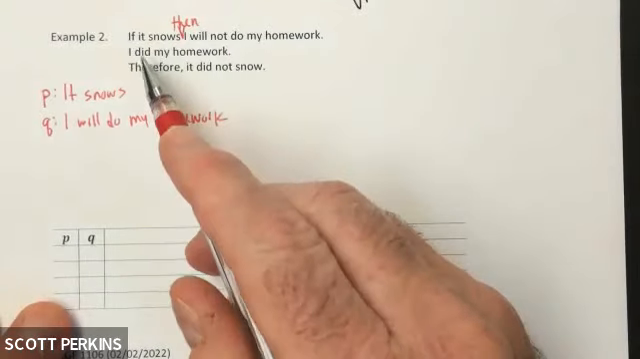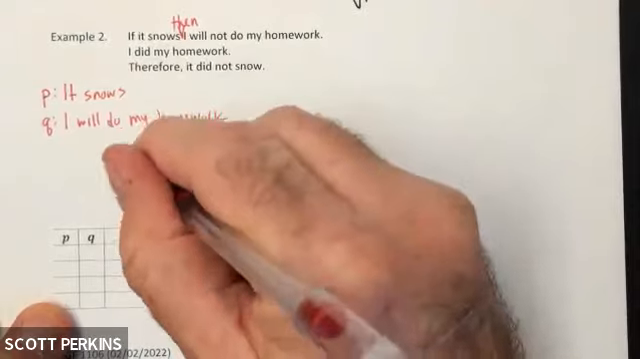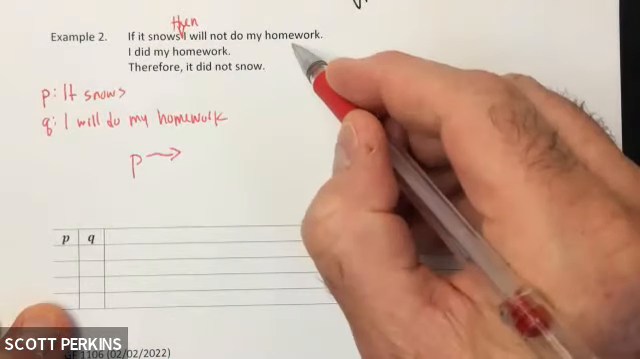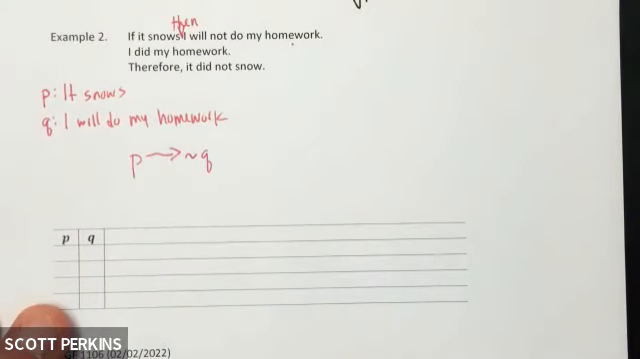Okay, here we go. The first statement starts with the word if. So I have my arrow. So if it snows is P, and then I will not do my homework is what? Squiggly Q. I need the squiggly now. The next premise is I did my homework.